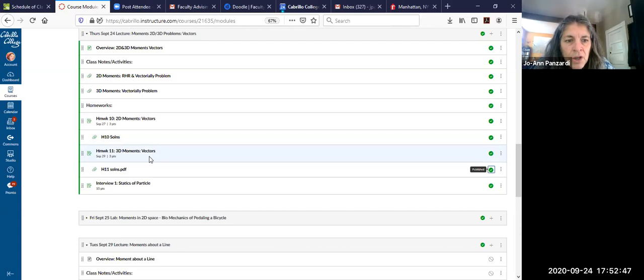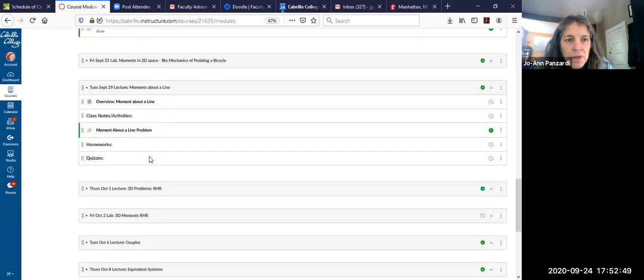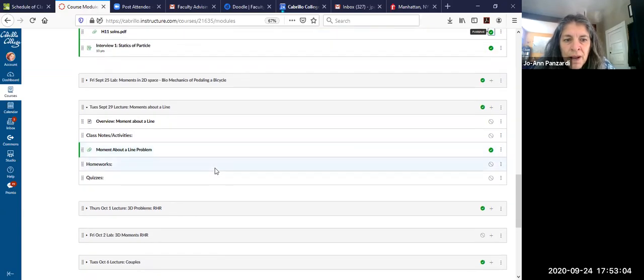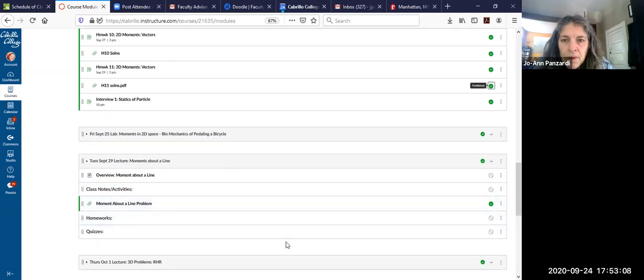And then the next topic is moment about a line, which we're going to do on Tuesday, which is another vector thing. And then we're going to go to 3D right-hand rule, and the homework will be the same exact thing as the 3D moments. You just have to do it using right-hand rule. Okay.